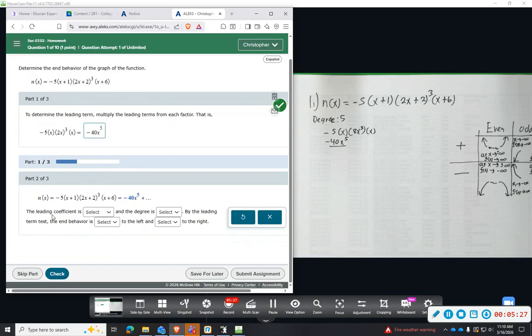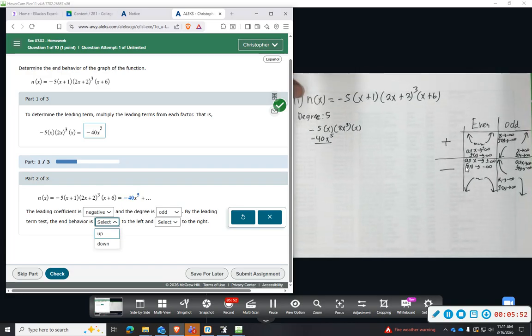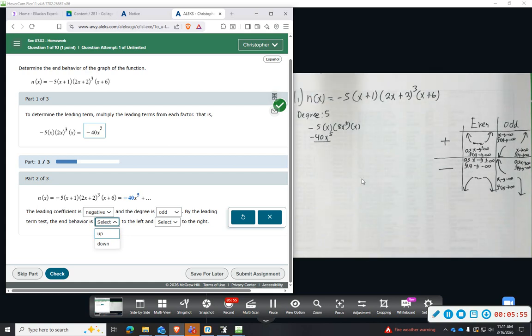All right, it now says the leading coefficient is negative. That's the negative 5. The degree is odd. By the leading term test, the end behavior is blank to the left. So on the left, oh, I'm sorry, I didn't realize how far off the screen this was. Just a little bit, but the leading term goes up when we go to the left, up to the left, and down on the right. So this is kind of what we're seeing or getting from here.